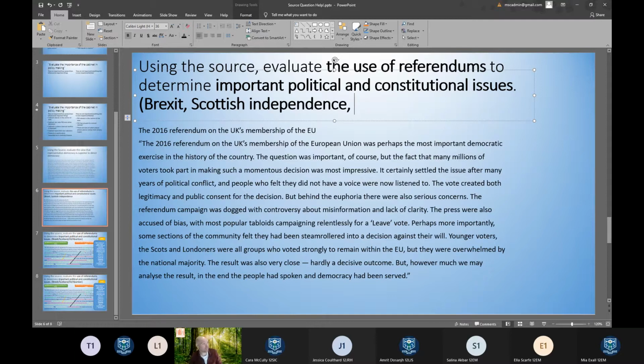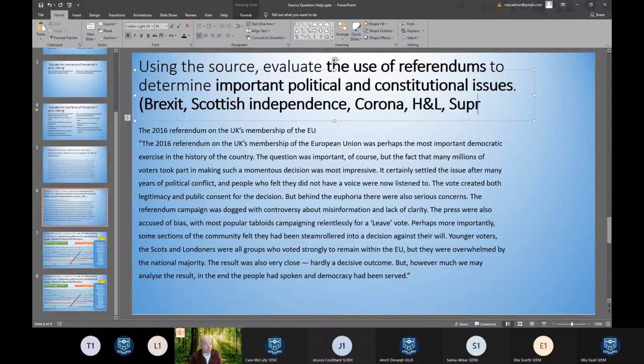And what else might be an important political issue? I guess even things like Corona could be an important political issue. But notice it says constitutional issues here as well. So what other constitutional issues might we have? We might have things like the House of Lords.